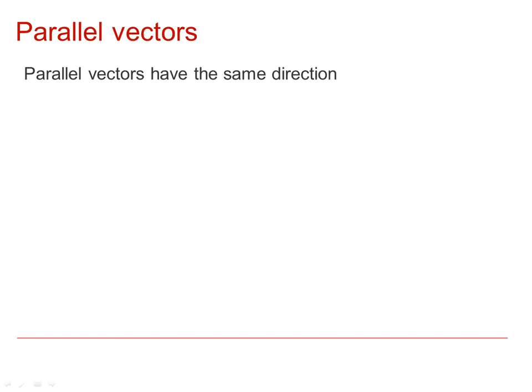Vectors that are parallel to each other will be in the same direction. So vectors are parallel if one can be written as a multiple of another. If I could say that a is some constant multiplied by b, then a and b will be parallel vectors.